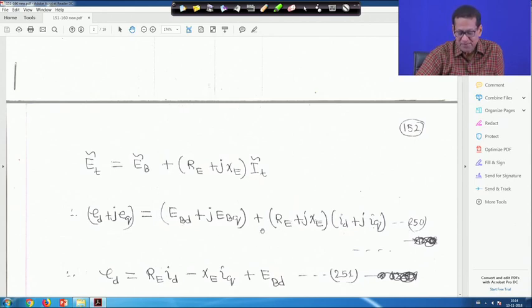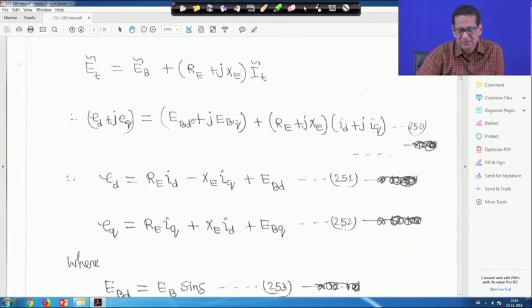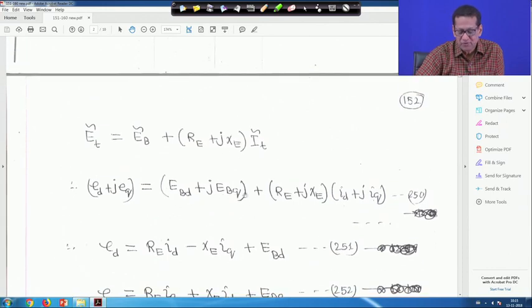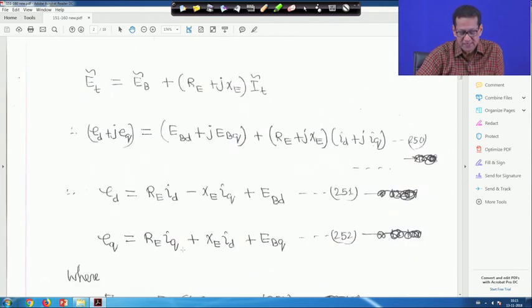Now, if you multiply and simplify and separate the real and imaginary parts, you will get ED is equal to REID minus XEIQ plus EBD, this is 251, and EQ is equal to REIQ plus XEID plus EBQ. This is equation 252. That means you multiply this one and then separate the real and imaginary parts, and you will get this equation. Thank you very much, we will be back again.